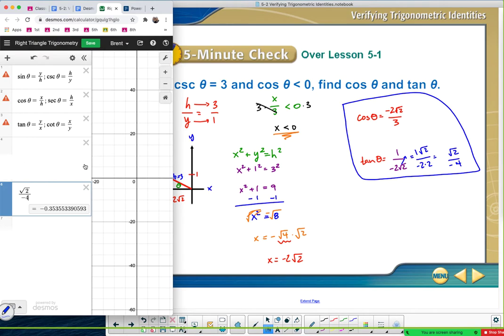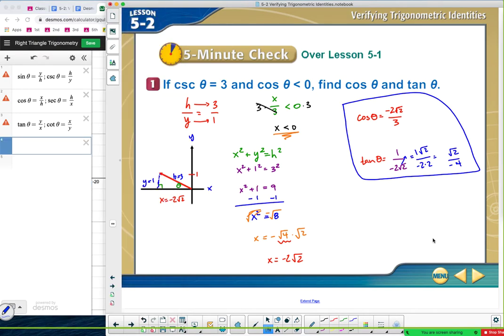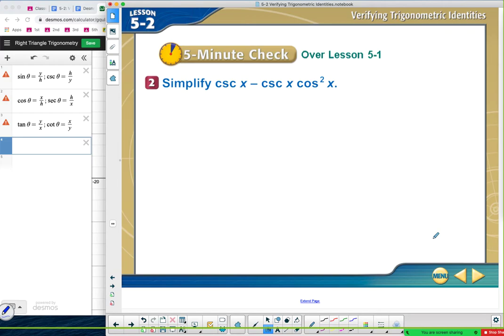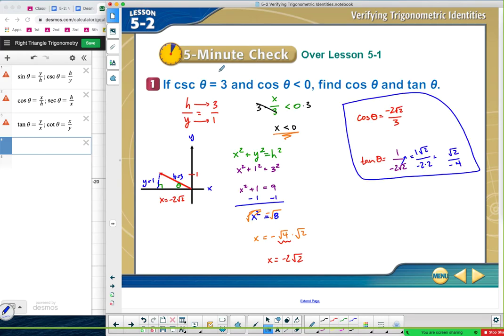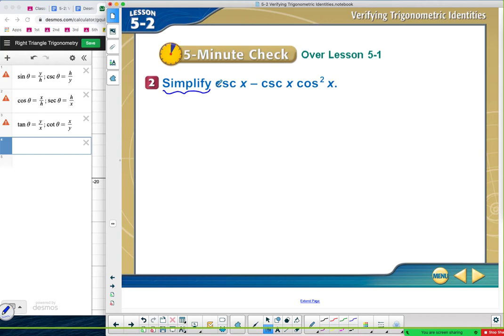All right, I'm going to delete all this. If you didn't catch that, just go back and rewind the video. Let's try number 2. Number 2 is where we start doing this simplifying. Now, as I told you last class, chapter 5 is basically what's so weird about it, we are simplifying rather than solving. So number 1, I did give you a problem to solve. But number 2, we're just told to simplify.